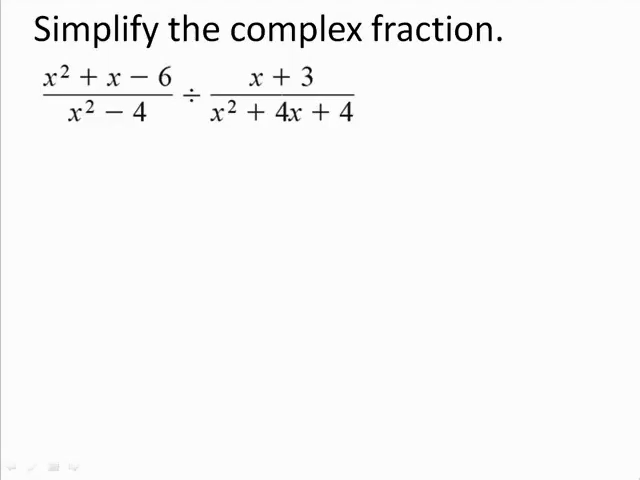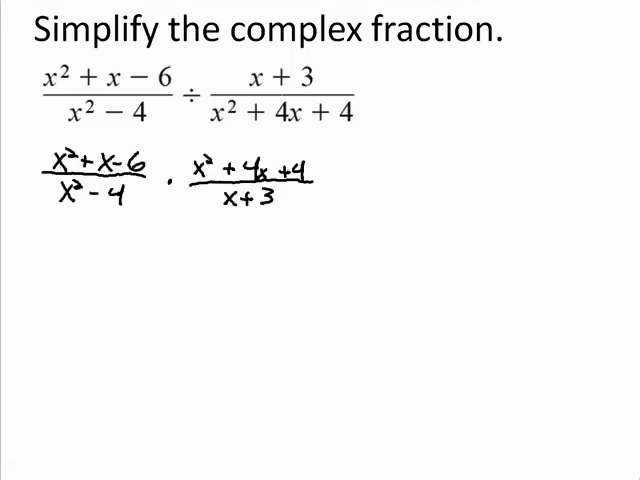Simplify the complex fraction. X squared plus x minus 6 divided by x squared minus 4, divided by x plus 3 divided by x squared plus 4x plus 4. When dividing by a fraction, invert the divisor and multiply. X squared plus x minus 6 divided by x squared minus 4 times x squared plus 4x plus 4 divided by x plus 3. Multiply the numerators and denominators together.